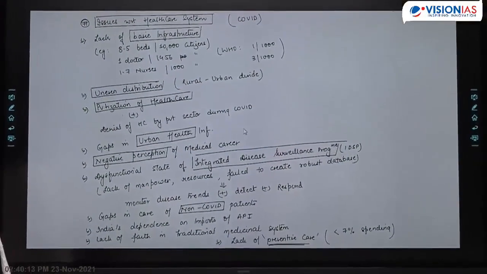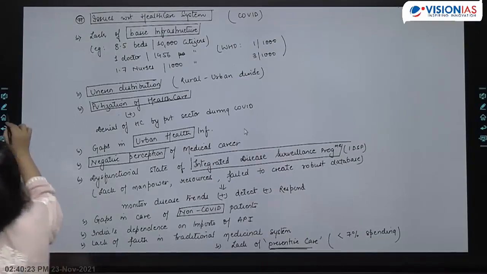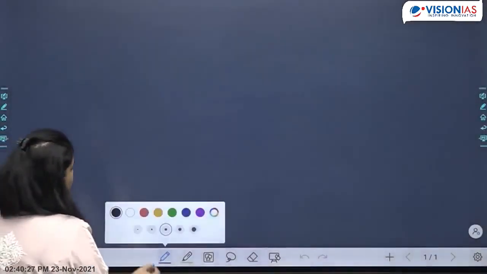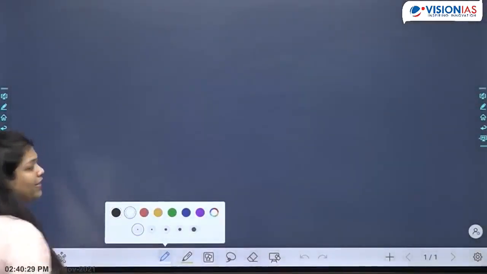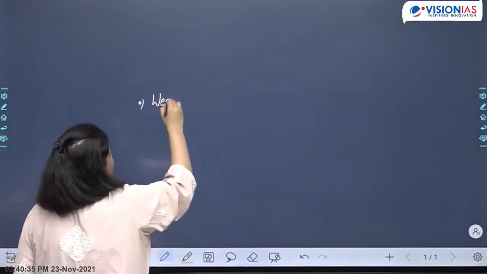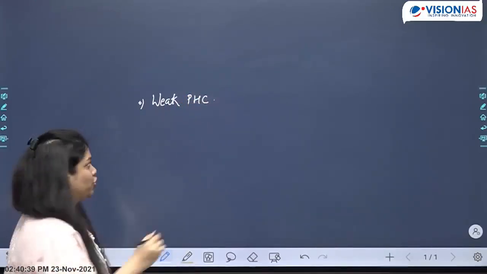Now with respect to COVID, this is very specific to COVID, that what are the issues with respect to healthcare system. ठीक है, so एक in general बता देती हूँ before we further start. जब भी क्वेश्चन आता है that issues with respect to healthcare system in general, so just use your understanding. First and foremost, there is weak primary healthcare. That is first issue.